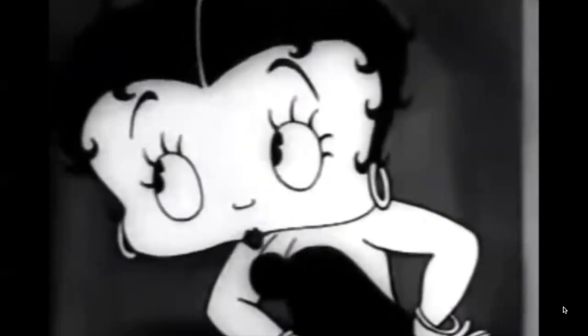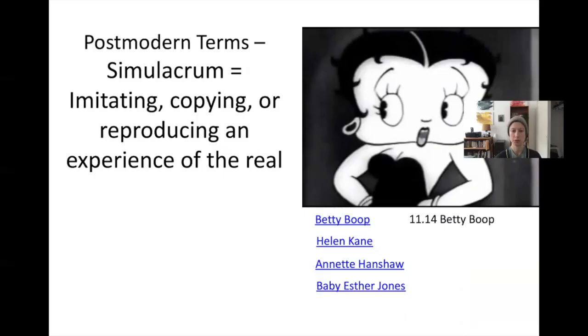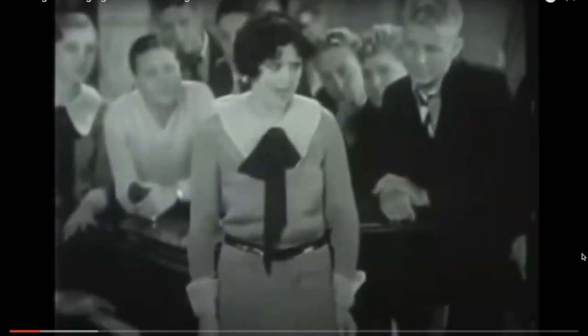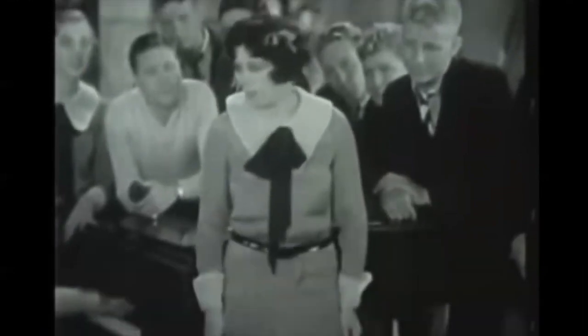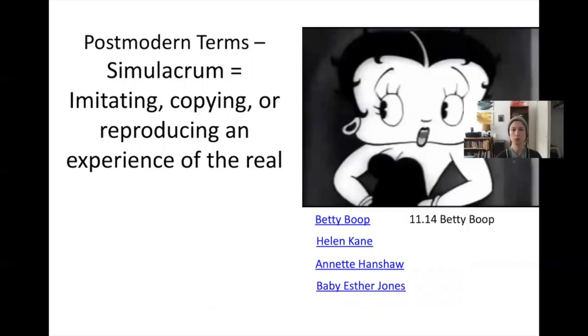Boop, boop, be-doo. She was actually, that drawing and voice was an imitation of the singer Helen Kane, who herself rose to fame imitating Annette Hanshaw.